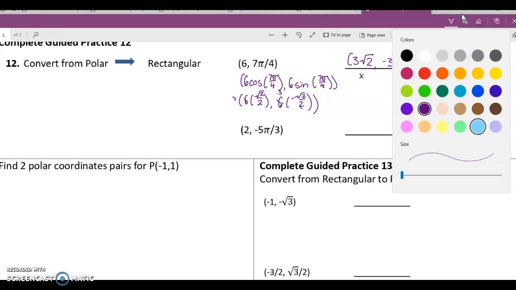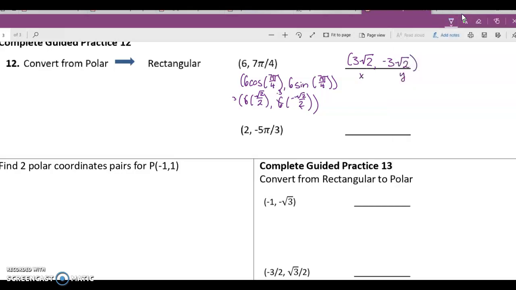And then last but not least, for this one, I'm going to do this work over here so it doesn't get scrunched. We have 2 cosine of negative 5 pi over 3, comma 2 sine of negative 5 pi over 3. And then cosine of negative 5 pi over 3. So this is pi over 3. So 2 times that cosine, or cosine of pi over 3, is 1/2. And then 2 times the sine of pi over 3 is root 3 over 2.